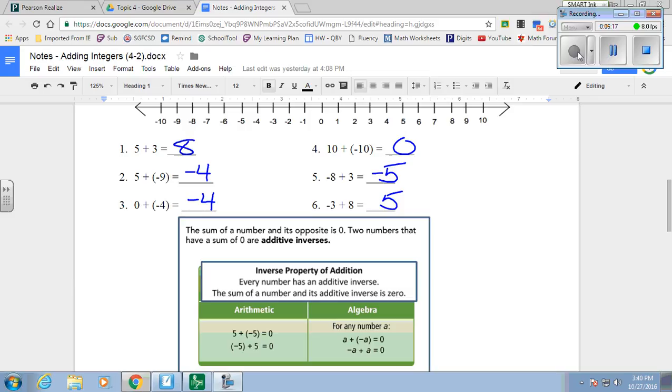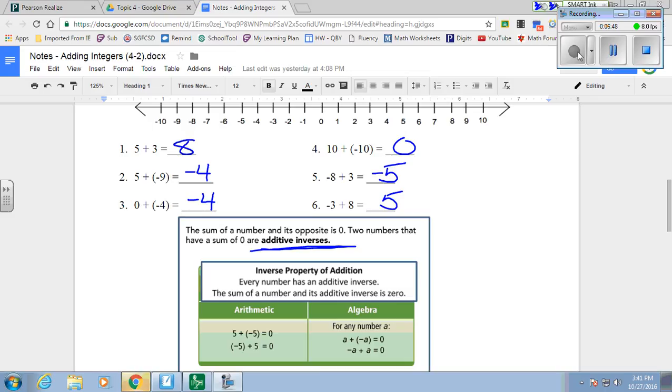And then we're moving on to another vocabulary here that says the sum of a number and its opposite is 0. Opposite: off, on, up, down, white, black. Opposite is 0. Two numbers that have a sum of 0 are called additive inverses. This is yet another vocabulary word we need to focus on. The inverse property of addition states that every number has an additive inverse. The sum of a number and its additive inverse is 0.